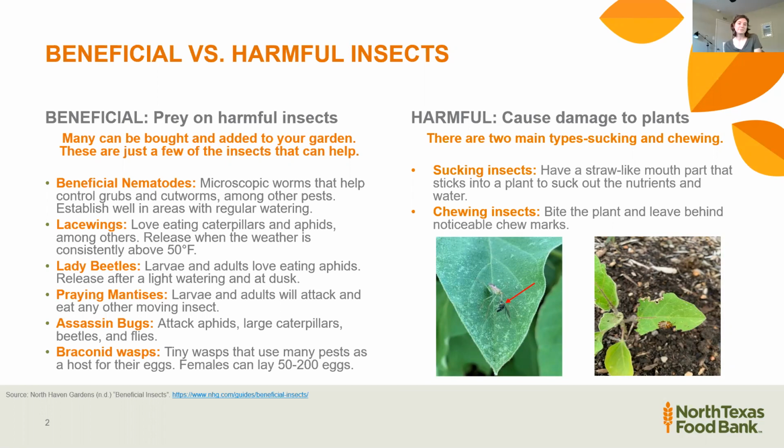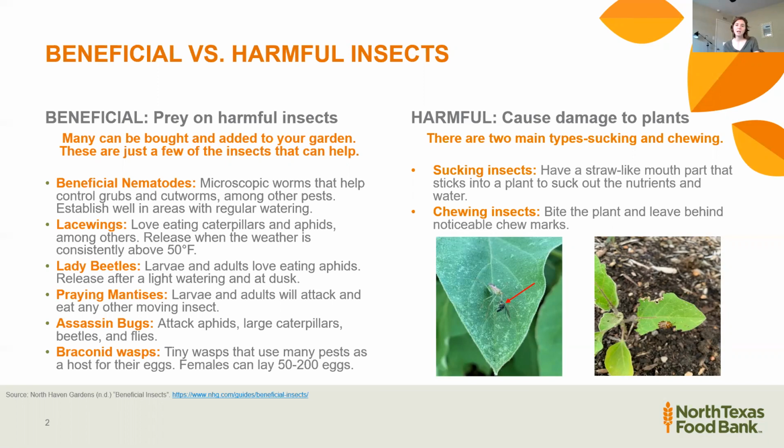So that's a couple of beneficial ones that you can find. And then for the harmful ones, there's a long list of harmful insects. But really, there are two main categories of the harmful ones. So one of them is going to be a sucking insect. And this one's going to have a long straw-like mouthpiece called a proboscis. And it's going to stick it in a plant or maybe another insect, mainly plants, but they're going to suck out the nutrients and the water, but mostly the nutrients in those plants. And then you have chewing insects.